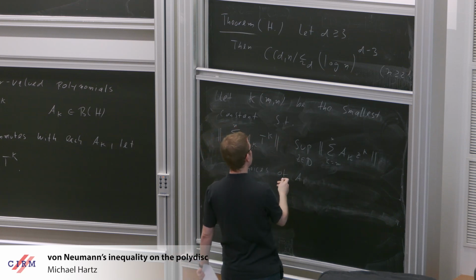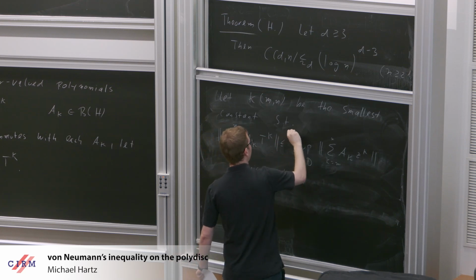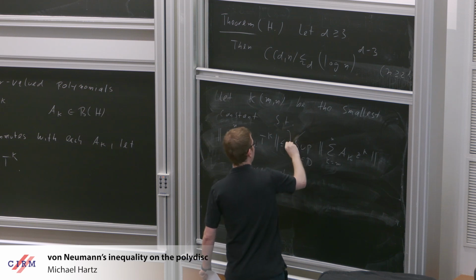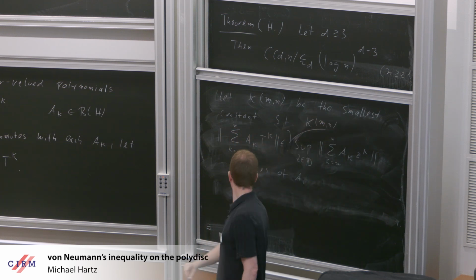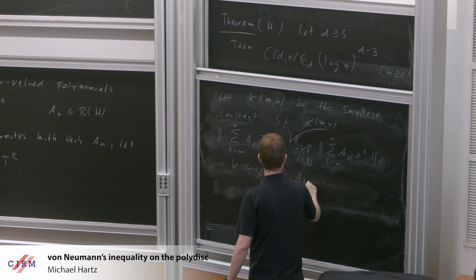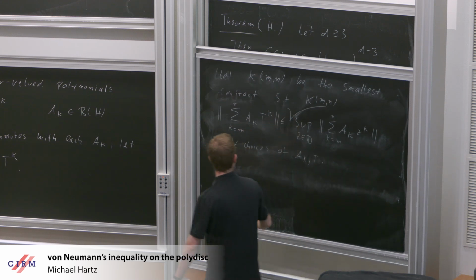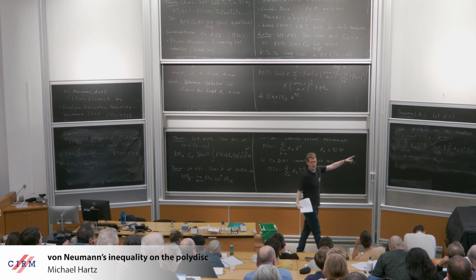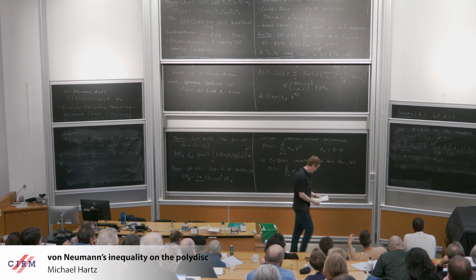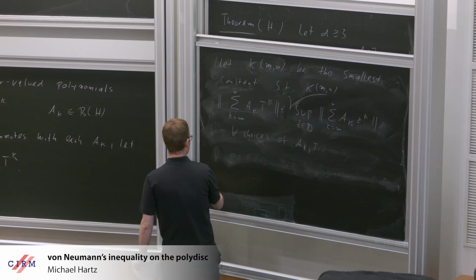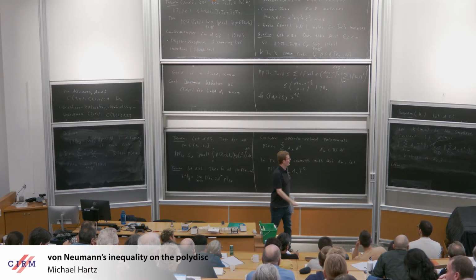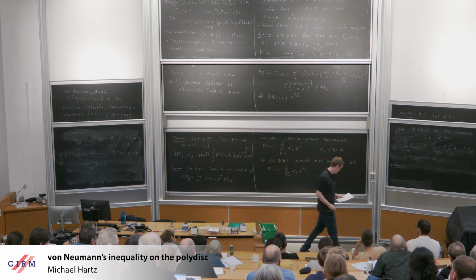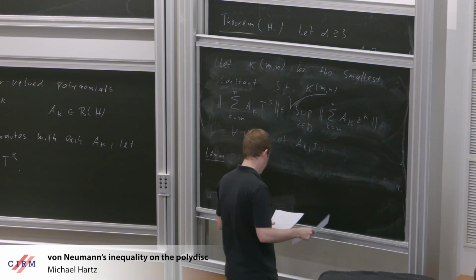So for all choices of a_k and T. And then the goal is to understand these constants K_{m,n}. And it's actually possible to understand them quite well. So I have upper and lower bounds, but let me just tell you the asymptotics that you can get from this.